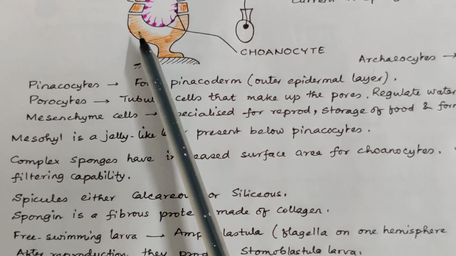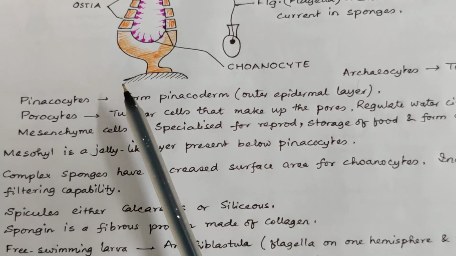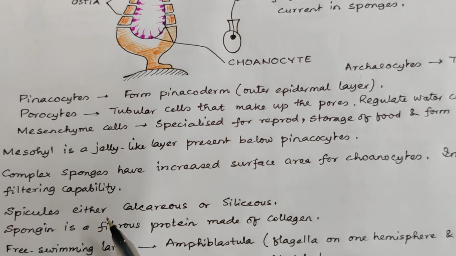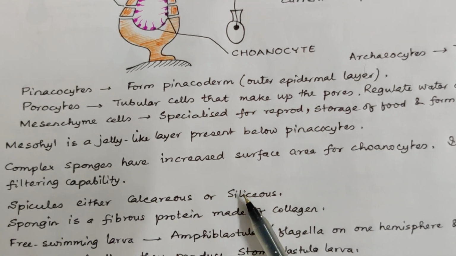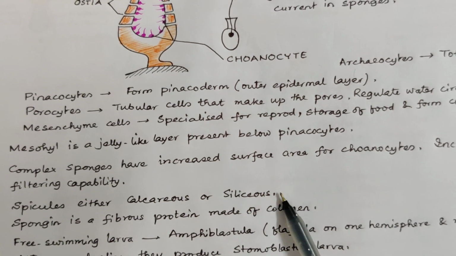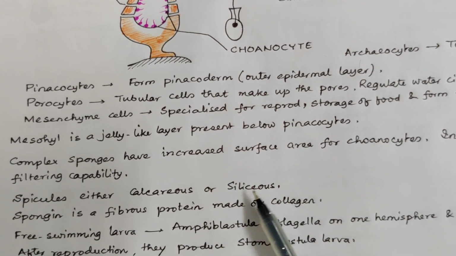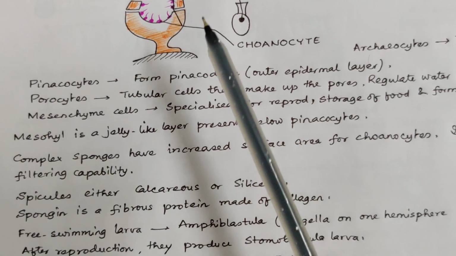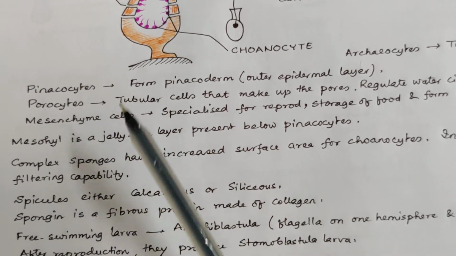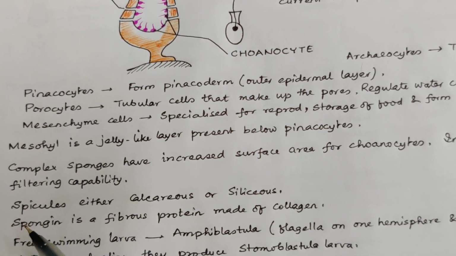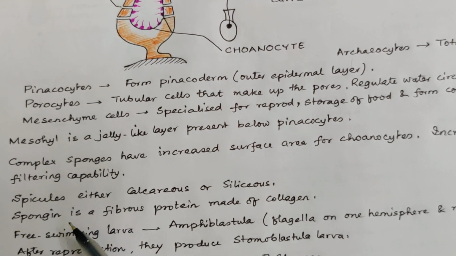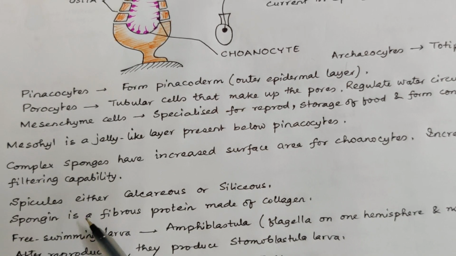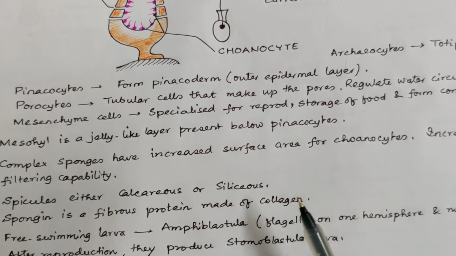Now, what are spicules? The exoskeleton of the sponges contains spicules, which may be either calcareous spicules made up of calcium carbonate or siliceous spicules made up of silicon dioxide or silica. There is a third class of sponges known as Demospongiae, whose exoskeleton is made up of spongin fibers. What is spongin? Spongin is a fibrous protein made up of collagen.